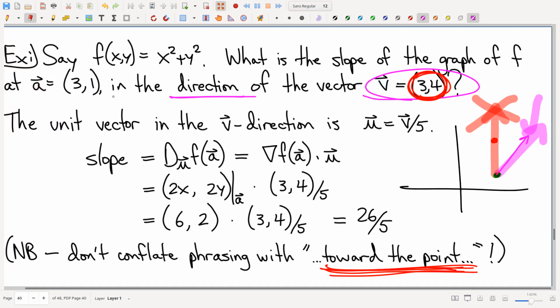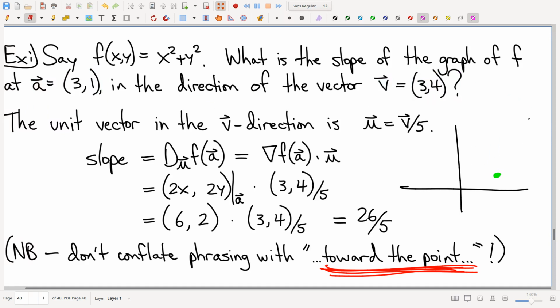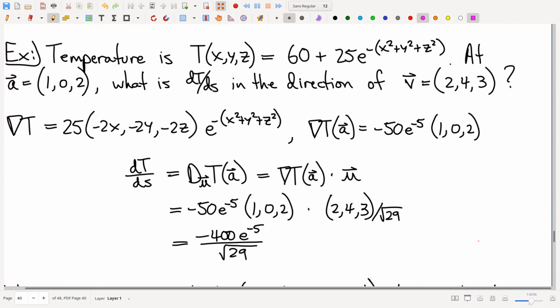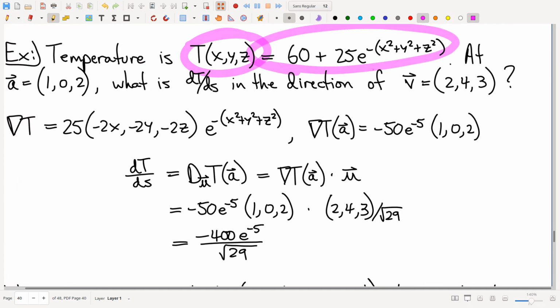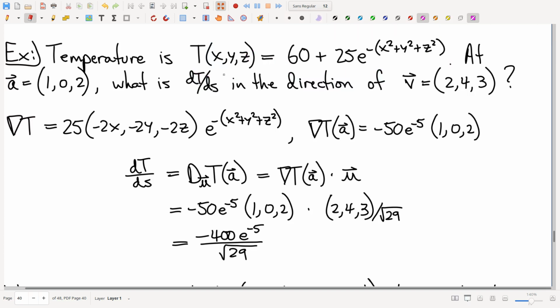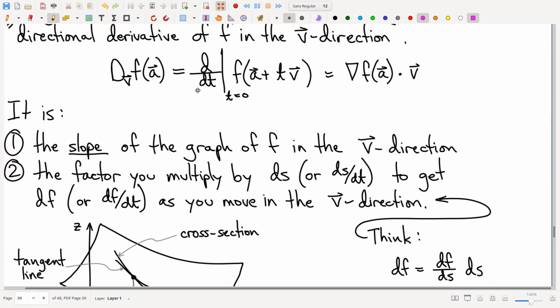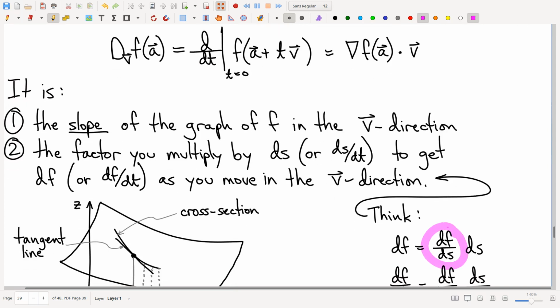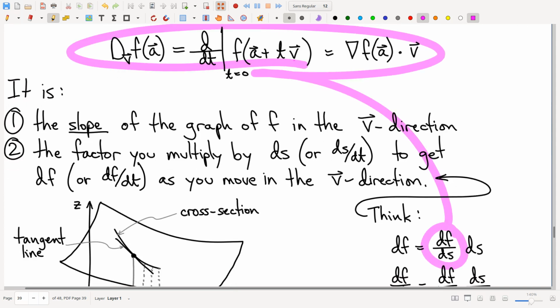Okay. All right, here is another example. I've got some scenario here about temperature. I want to keep track of temperature given by an explicit function. I'm at a certain point, and then the question says, how fast is the temperature changing with respect to distance? What's the rate of change with respect to distance? And again, reminder, that is one of our interpretations of directional derivative.